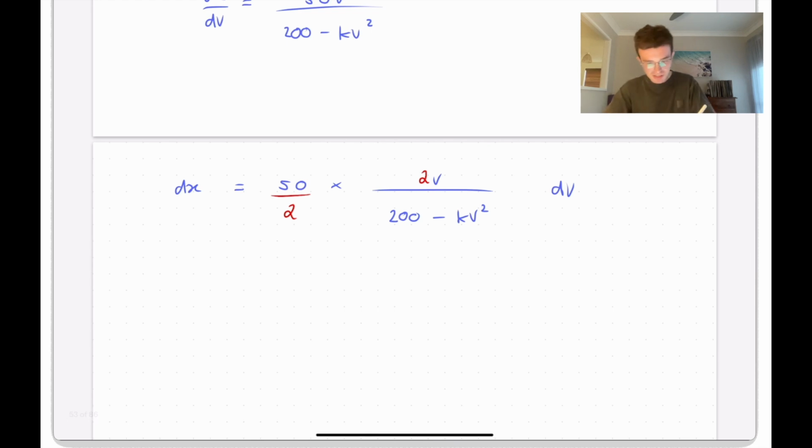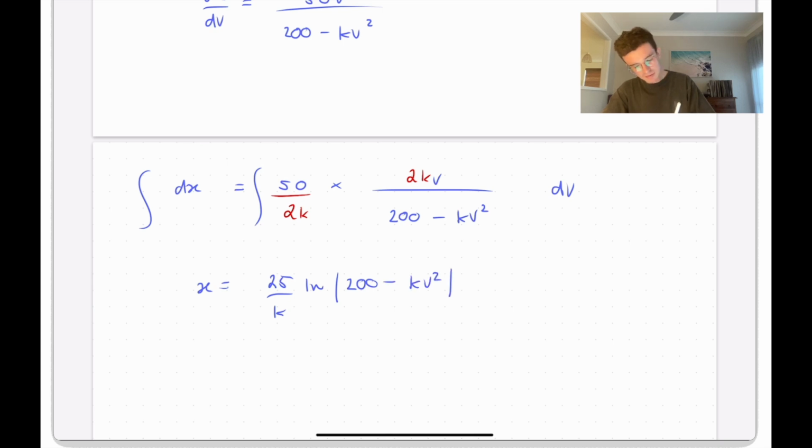And actually, since there's a k here, if we differentiate kv squared, we get 2kv. So we really want a 2k here, which means we need to put a k here. Okay, so if we integrate this, x is equal to the integral. 50 on 2k is the same as 25 on k, ln of 200 minus kv squared plus c.